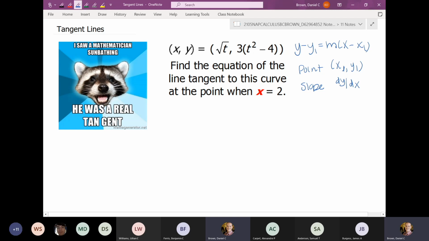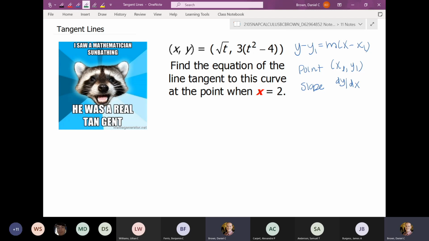I am going to avoid f prime and y prime notation when talking about parametric functions, just because when we say y prime, we want to be clear: are we talking about the slope of the tangent line, the slope of the curve, dy dx? Are we talking about the change of the y-coordinate with respect to t, which would be dy dt? So we are going to use that notation to be a little bit more exact.